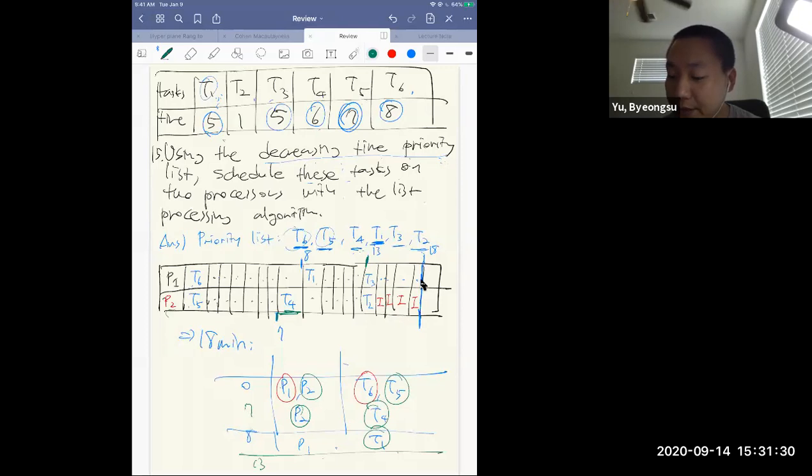both processors are available. The remaining ones are T3 and T2. Just assign T3 to P1 because T3 has higher priority than T2, and assign T2 to P2 to deal with all the tasks. Then after 5 minutes, your jobs are done. So it takes 18 minutes, right?